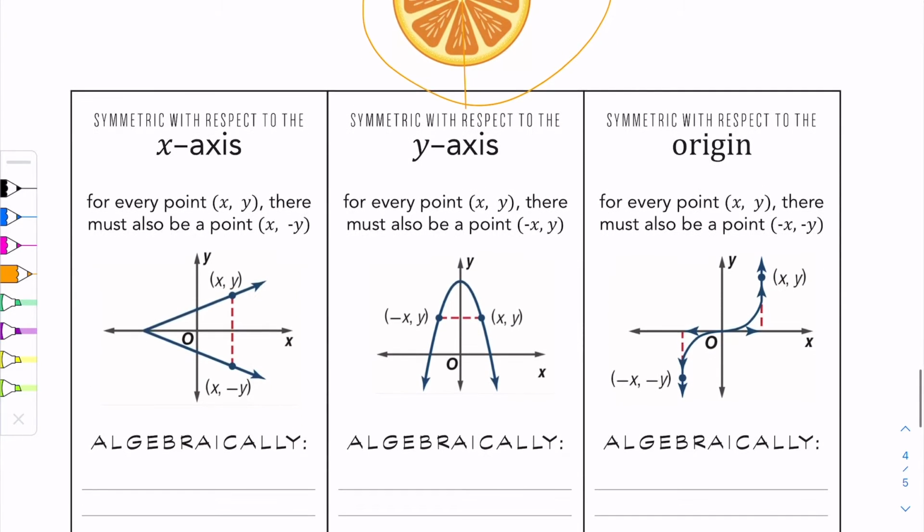So there's three different types of symmetric functions. There's symmetric functions with respect to the x-axis, symmetric with respect to the y-axis, and symmetric with respect to the origin. And they're exactly what they sound like. So it looks like you could flip it over the x-axis, flip it over the y-axis, or flip it over the origin.